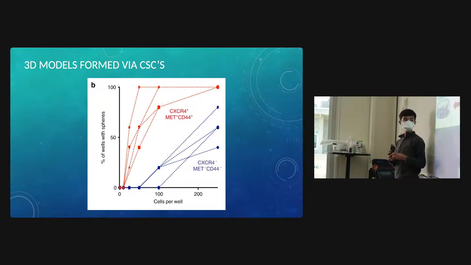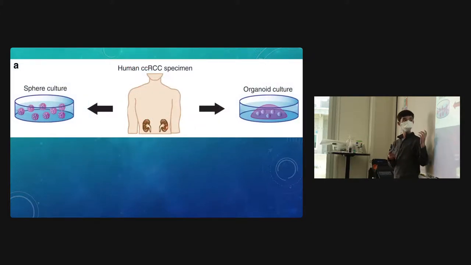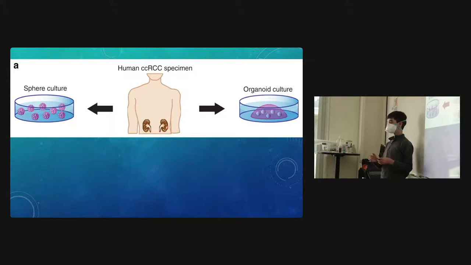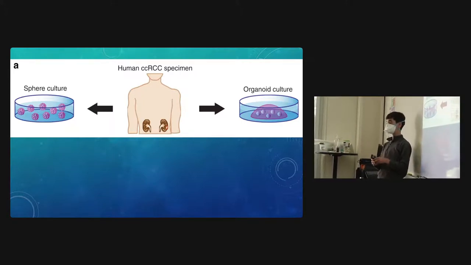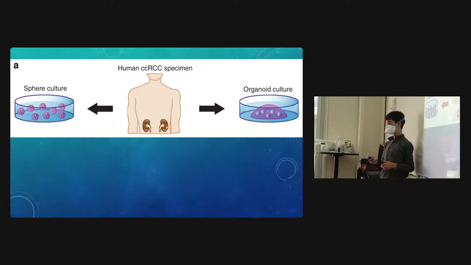Let's visualize this. This is what a sphere culture might look like. This is obviously not a picture, it's a drawing, but it nonetheless shows that you have a clump of lots of different kinds of cells that have been grown inside this petri dish using cells taken from a human with renal cell carcinoma. On the right, we have an organoid culture, and it is very similar, except instead of having little spheres that are spread across the petri dish, you have sort of a three-dimensional mound in the petri dish. Both of these are going to have a high variation of cells. Both of them have been shown in the previous two graphs to have a high concentration of cancer stem cells.